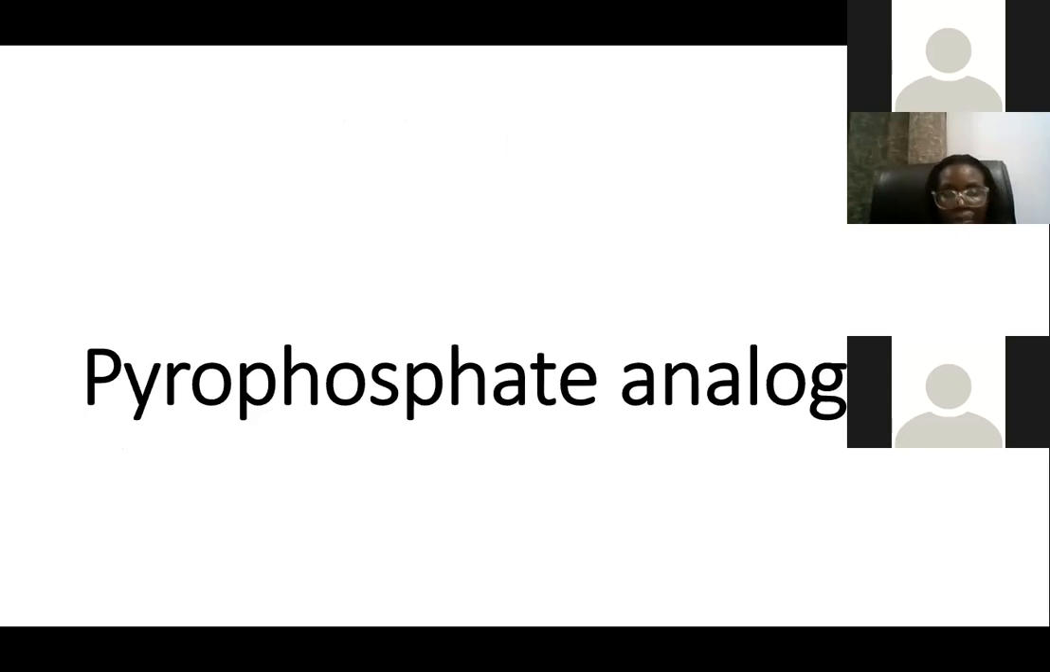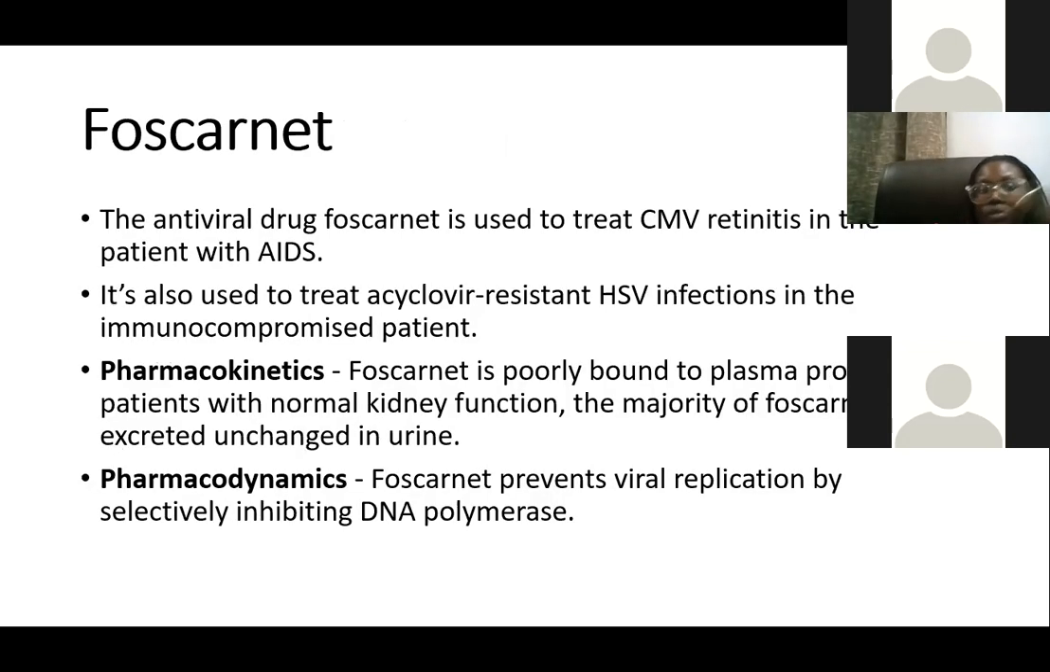Okay, so the next group of antiviral agents is the pyrophosphate analogs. And a prototype of this is called Foscarnet. Foscarnet is an antiviral drug which is used to treat CMV retinitis in patients with AIDS. And it's also used to treat acyclovir-resistant HSV infections. So if a patient has herpes simplex infection, maybe herpes labialis or genital herpes or shingles, and you're treating with acyclovir and it is not improving, you can move on and treat with Foscarnet.